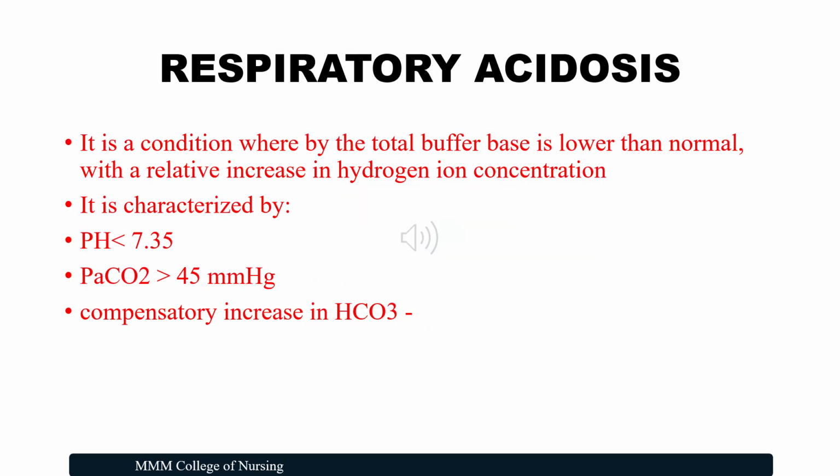Now we are going to discuss in detail respiratory acidosis. Respiratory acidosis is a condition characterized by an increase in the hydrogen ion concentration, where the pH level decreases to less than 7.35 and the partial pressure of carbon dioxide is increased to more than 45 mmHg, with a compensatory increase in the bicarbonate level.